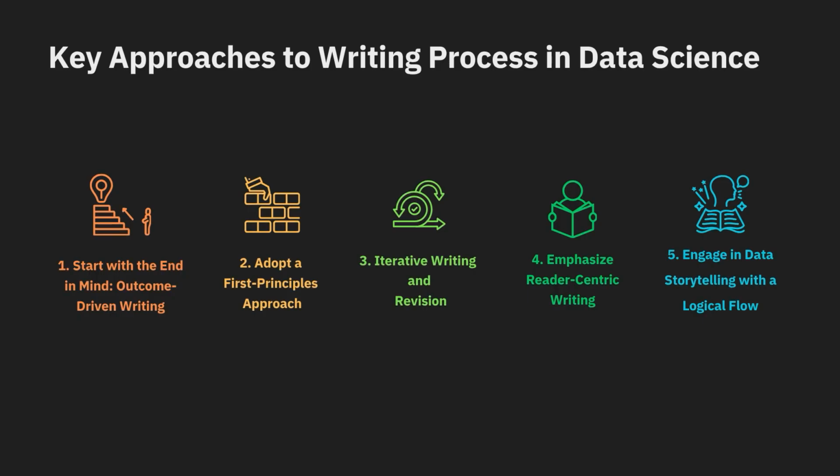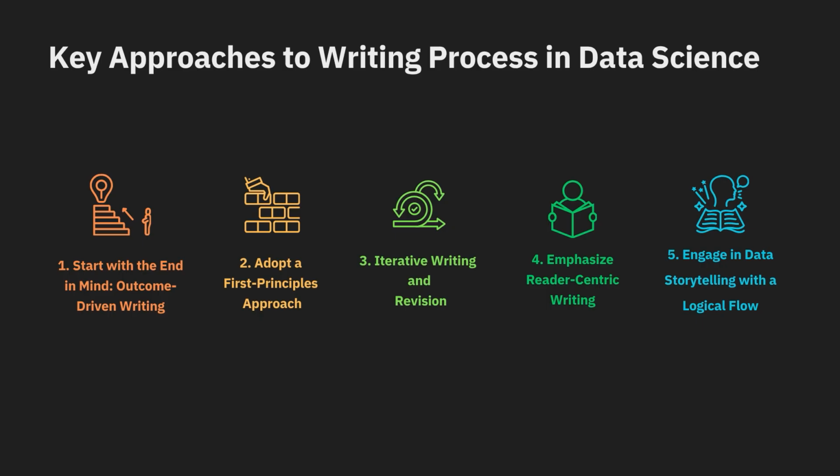Before we move forward, let us first revise what those key approaches were to writing process in data science. We discussed first, start with the end in mind. We called it the outcome-driven writing approach. Then we discussed about adopting a first principles approach. We learned what first principles are and how to employ them when we are writing within data science. Then we talked about the art and craft of iterative writing and revision, how writing evolves from draft after draft to turn into its final form, accommodating feedback and all kinds of reviews.